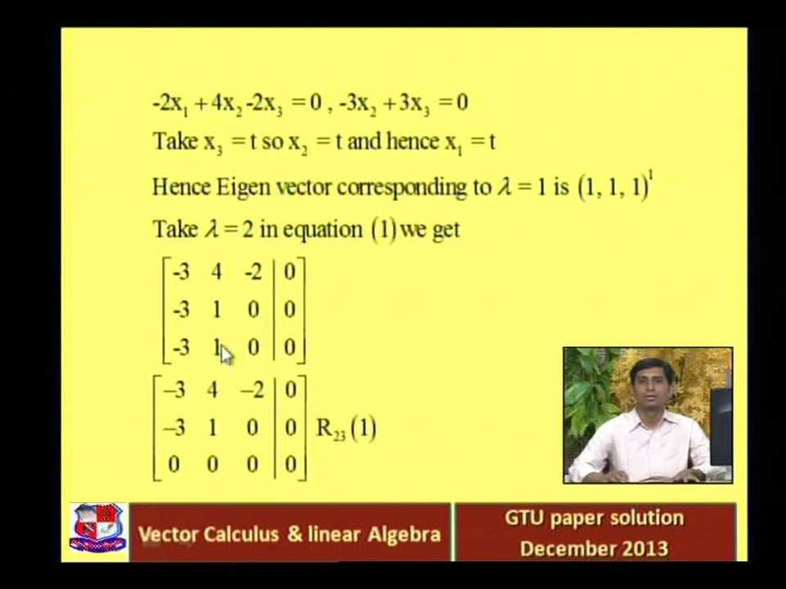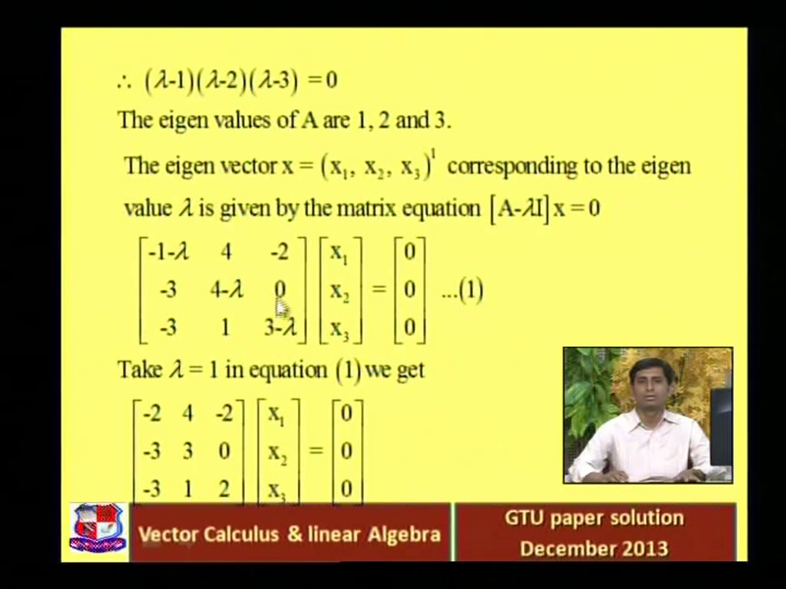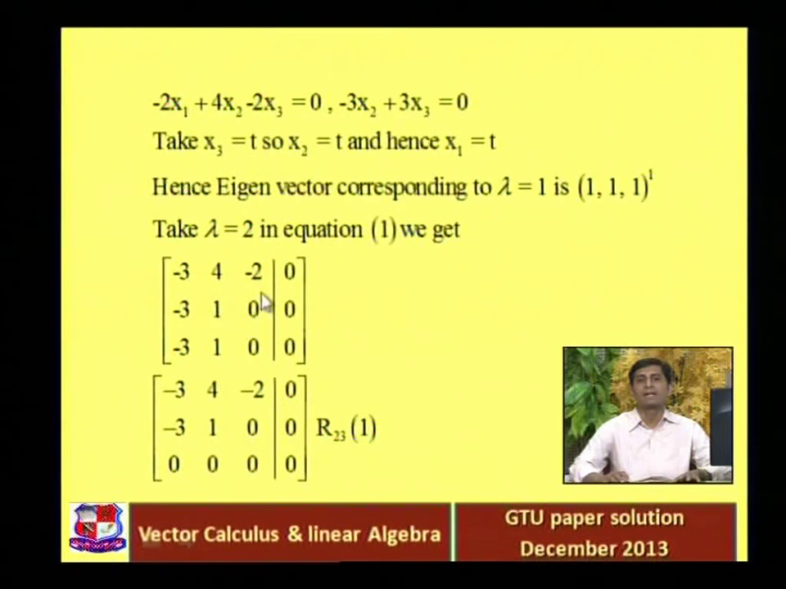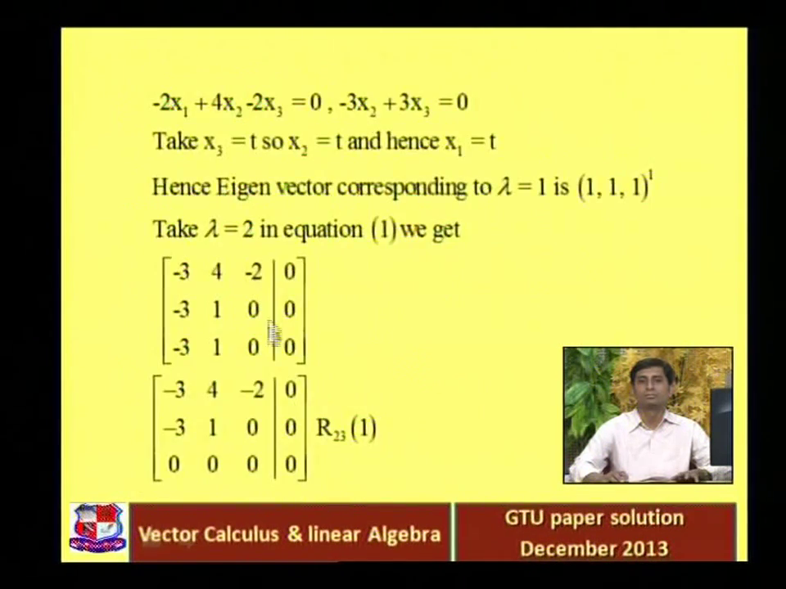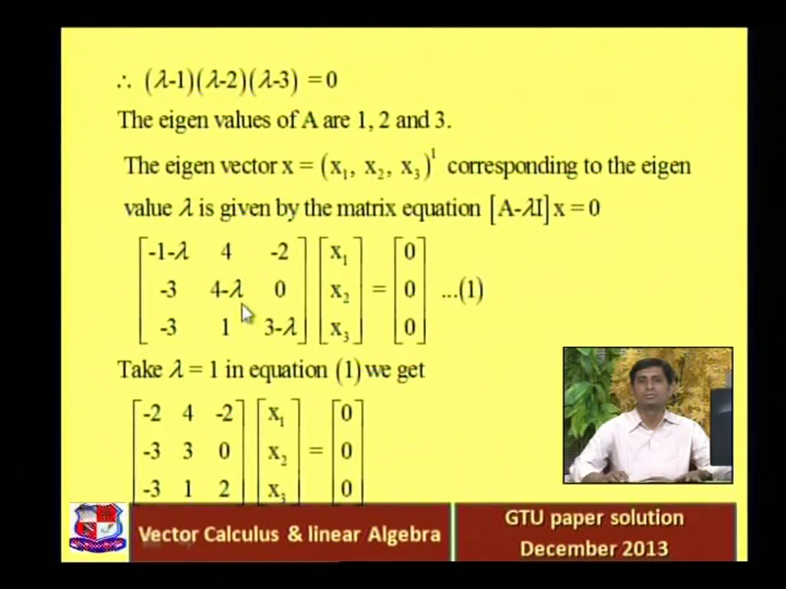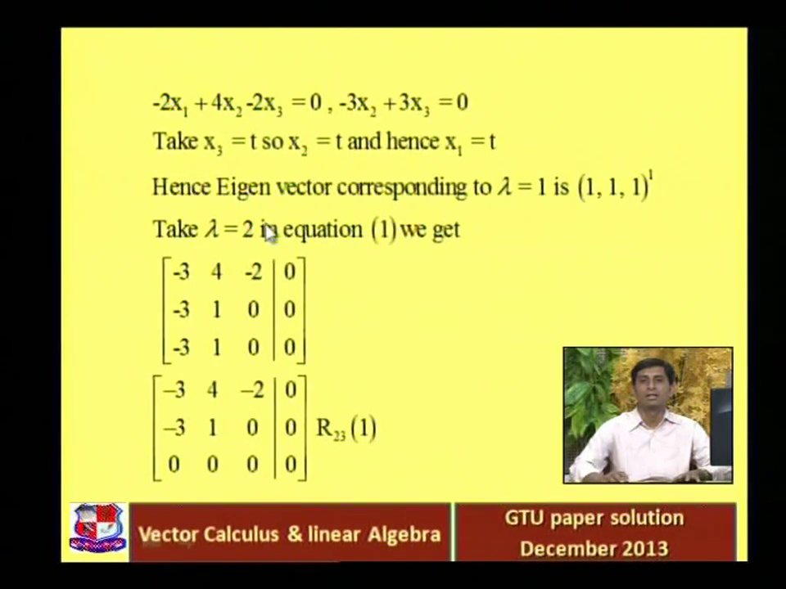Again lambda is equal to 2, right? So just checking one by one row, minus 3, 4, minus 2, correct? Minus 3, 4, minus 2, then put lambda equal to 2 here, so you will get minus 3, 2, 0, so this is minus 3, 1, 0, and this is minus 3, 1, 0, right? Minus 3, 1, 0.